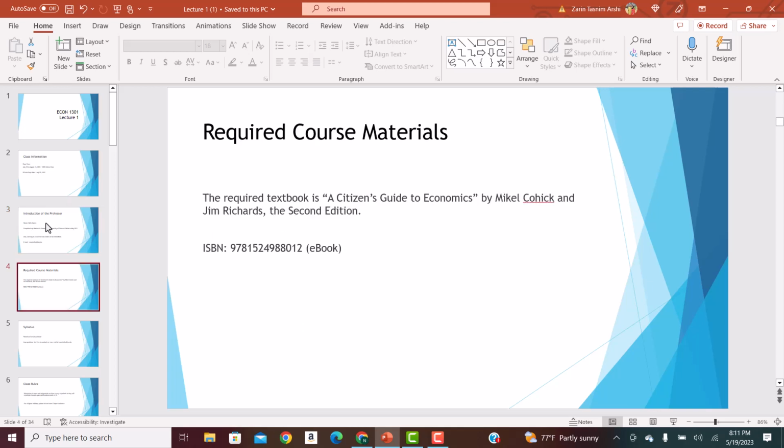Okay. Now, the required textbook is A Citizen's Guide to Economics by Michael Kohik and Jim Richards, the second edition. I have provided you with the ISBN number. You can buy the ebook or you can buy the hard book from the Collin College bookstore. One thing I do want to say is if you follow my lectures properly and the examples that I do in these online classes or in these video lectures, you should be well prepared for the homework and the exams. Now, the book will be an additional supplement that will help you to prepare for exams and may provide additional guidance if you're confused.